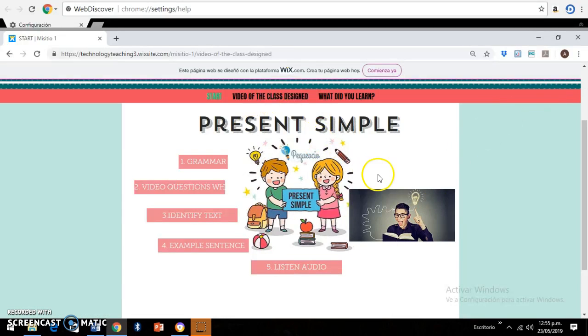The finish activity, the present simple. Students write 3 sentences in their notebook of the 3 forms and socialize their sentences in the class. Finish activity, the present simple.